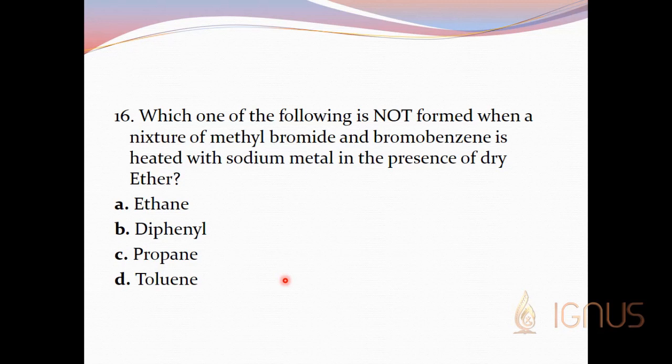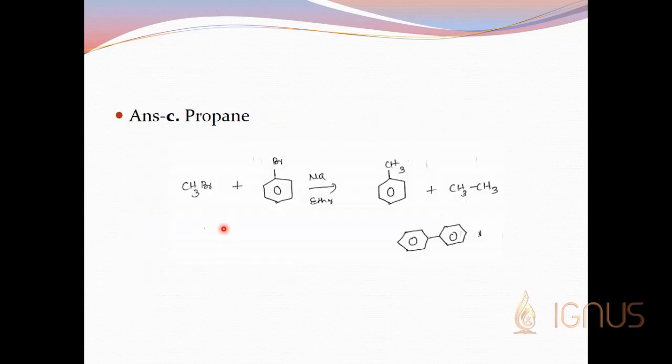Let us discuss the solution for this question. Answer is propane. When we treat methyl bromide with bromobenzene, there is a possibility of three compounds. When methyl bromide reacts with bromobenzene, you will get toluene, because it's a Wurtz-Fittig reaction. When methyl bromide reacts with one more molecule of methyl bromide, you will get ethane. When bromobenzene reacts with one more molecule of bromobenzene, you will get diphenyl. Hence, you cannot get propane in this case.